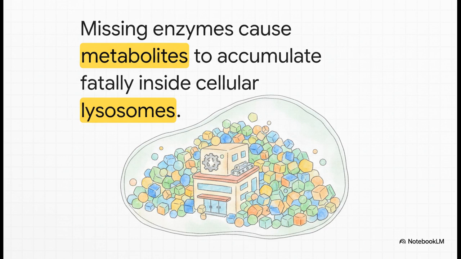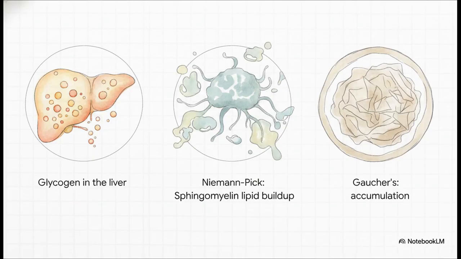They constantly generate waste and metabolites that need to be recycled. But when a genetic defect stops the body from producing a specific enzyme, those metabolites have nowhere to go. They just start piling up inside the cell, creating what we call storage diseases. And the most common site for this disastrous pileup? Right inside the cell's internal recycling centers, the lysosomes. Let's look at 3 notable traffic jams. Each of these traces back to one specific missing enzyme.